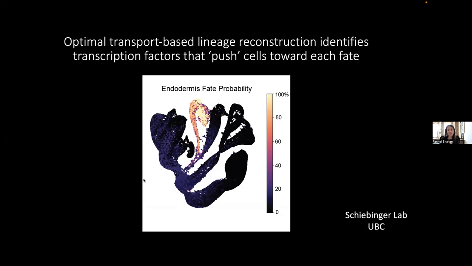Here, this is the UMAP colored according to the probability that each cell will acquire endodermis fate. This is useful because we can use these probabilities and apply regression along with the gene expression data to try to identify genes, or particularly transcription factors, that really push cells towards a specific fate.